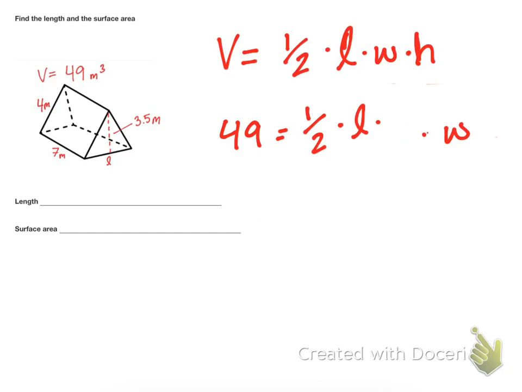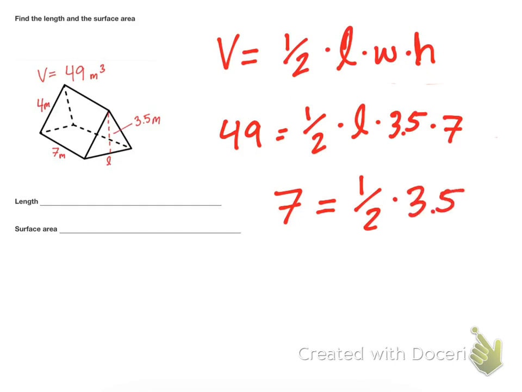49 is equal to 1/2 times, we know that our height is 3.5. Then we know here that our width is 7. I'm just going to divide this as we go. 49 divided by 7 is equal to 1/2 times 3.5 times length.